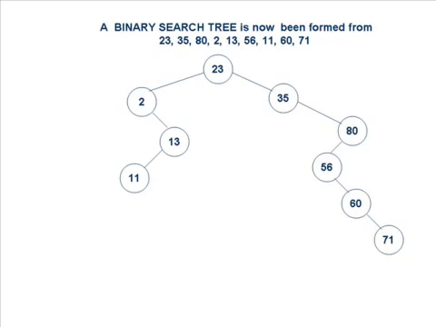So with the given list of numbers, we have created a binary search tree. So we have learned how a binary search tree is formed from a list of given random numbers.